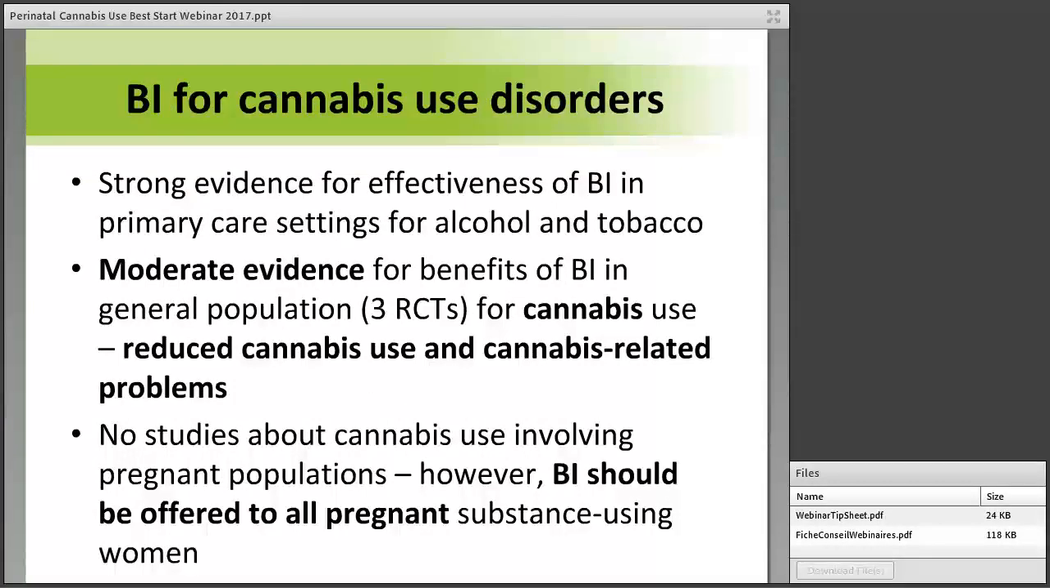So what is the evidence for this? There's actually strong evidence for the effectiveness of brief interventions in primary care settings for both alcohol and tobacco, and there's moderate evidence for the benefit of brief interventions in a general population for cannabis use. So we have 3 randomized controlled trials that have shown that brief intervention can reduce cannabis use and can reduce cannabis-related problems. So it is an effective method. However, not surprisingly, there's no studies involving pregnant populations specifically. However, I can't imagine why brief intervention should not work in pregnant patients, and therefore they should be offered to all pregnant substance-using women.